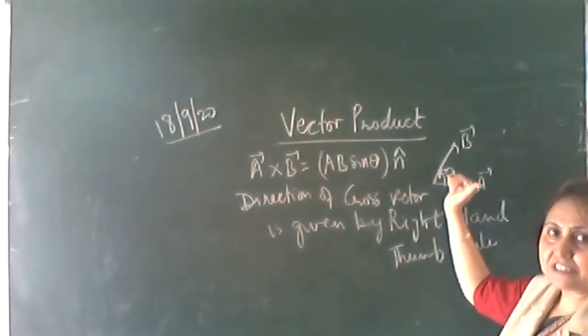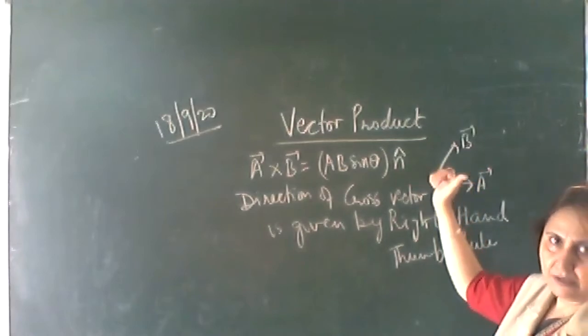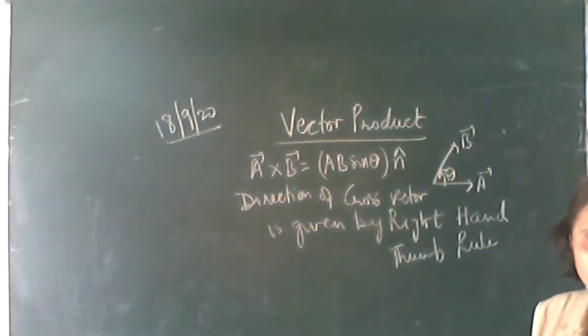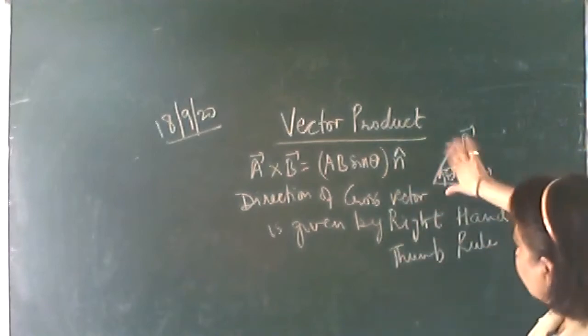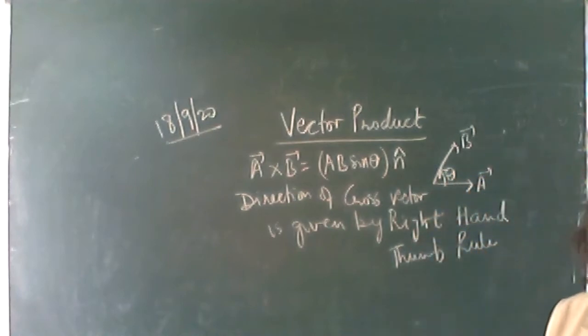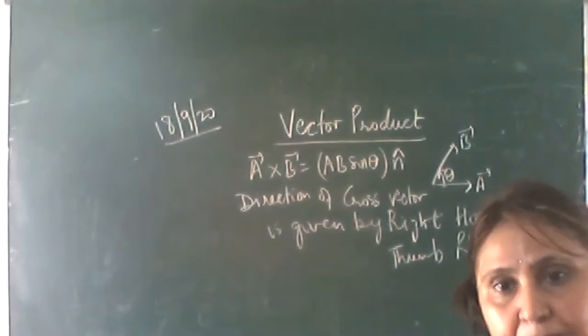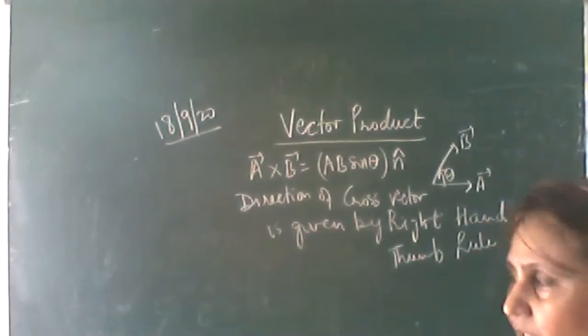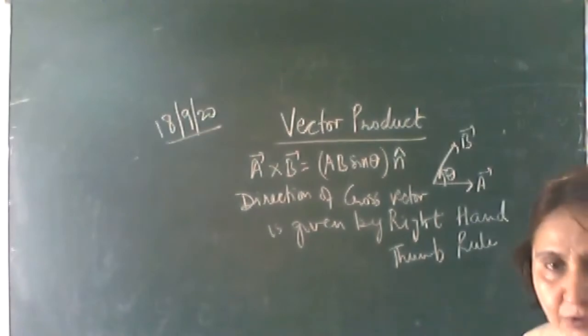Like here, what is the direction of n cap? It is perpendicular to the plane of the board outwards. If it is B cross A vector, B to A, then what will be the direction of n cap? Perpendicular to the plane of the board, but it will be inwards. Here it will be outwards. A cross B outwards, whereas B cross A will be perpendicular to the plane of the board inwards. So write down, direction of vector product is given by right hand thumb rule.